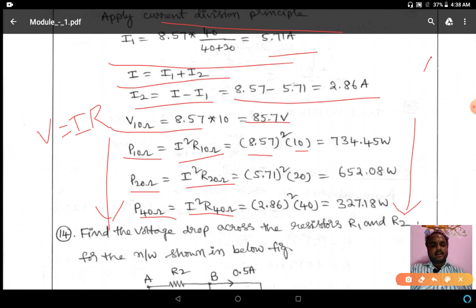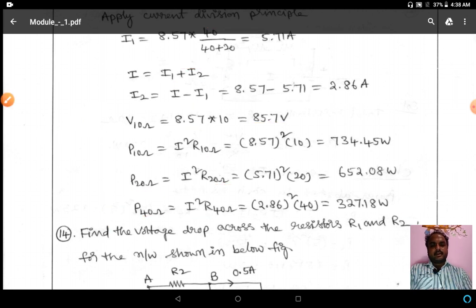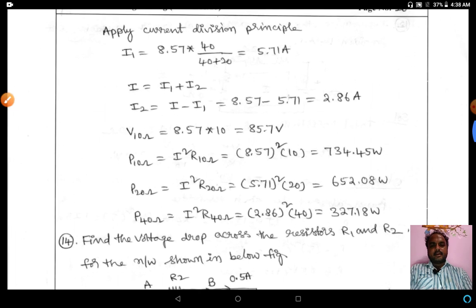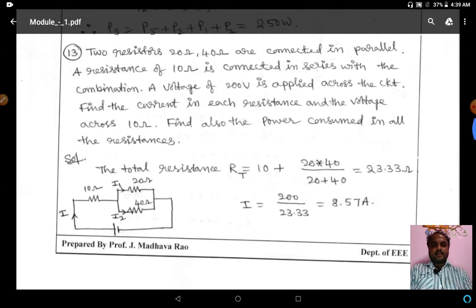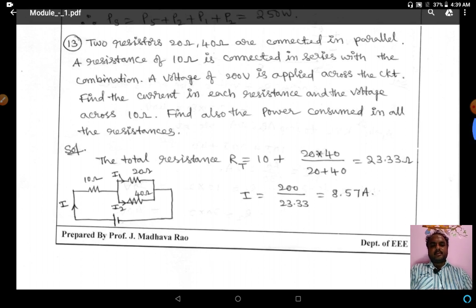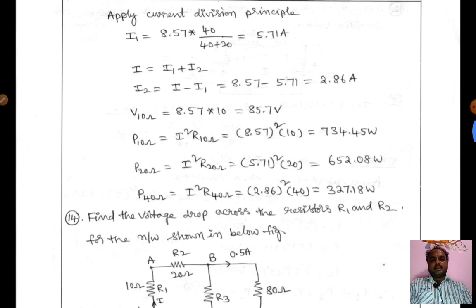So this is one important problem. This problem is asked in many VTU examinations. Practice this problem very well, right?